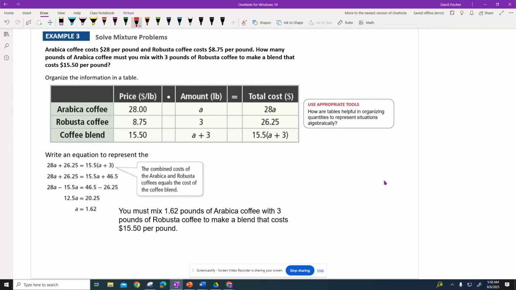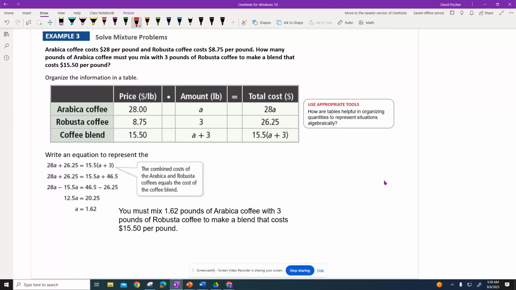They're going to have 2 kinds of coffee here. It says Arabic coffee costs $28 a pound. So I'm going to put the coffees over here, the prices, how much we bought, and what's the total cost. Okay? Because that's going to help me organize my information. So again, a lot of times kids will say, well, that's too much work. I just want you to write me the equation and I'll solve the equation. Well, in real world, that's not how things work.